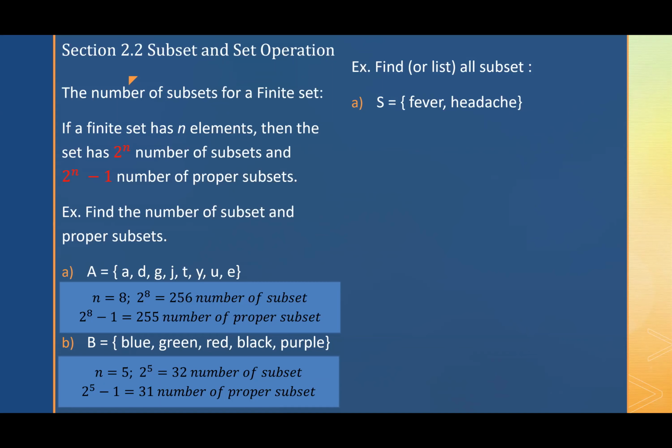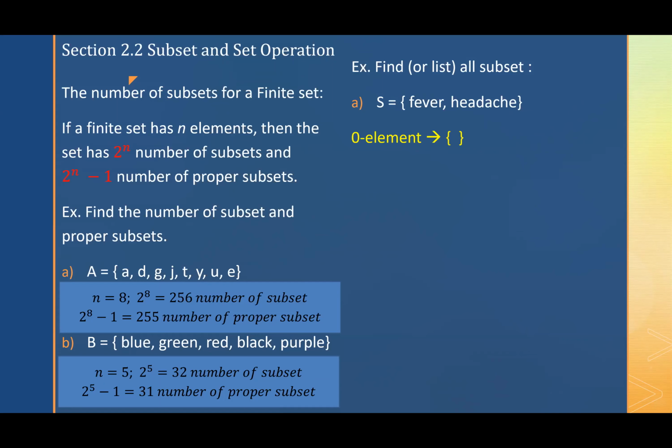And if you list these, I like to start with an empty set. Why? Because remember, last time we discussed that an empty set is a subset of every single set there is. As long as you have a set, doesn't matter what set you have, an empty set, which contains 0 elements, is a subset of that.